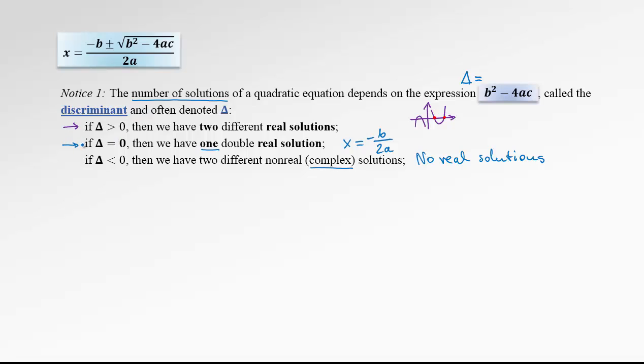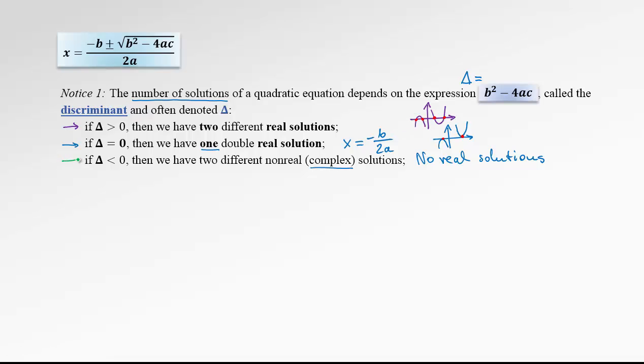In the second case, when the discriminant is 0, we have one double real solution. Geometrically, it looks like this. The parabola, the graph of our quadratic equation, is just touching the x-axis in one place. And again, the parabola could go this way, but still we have just one solution, one point where the parabola touches the x-axis, while here we had 2 points, right?